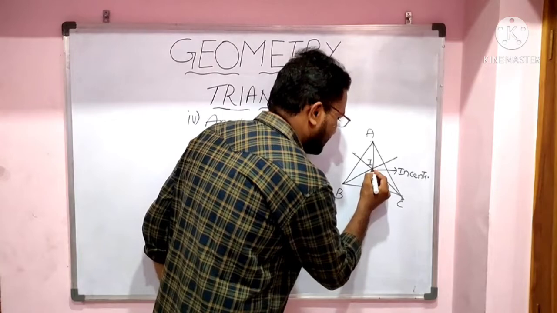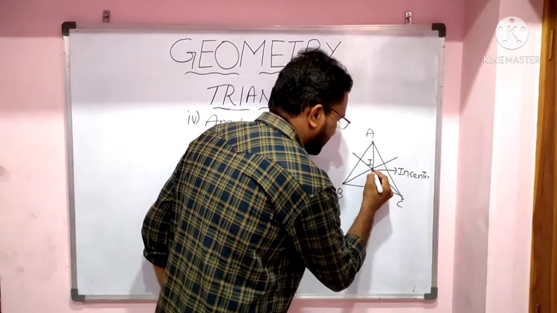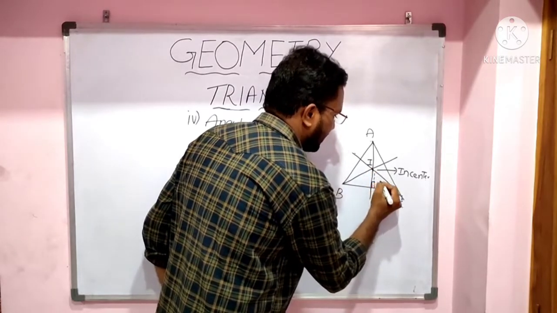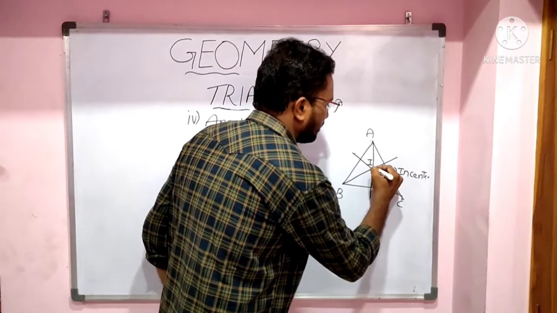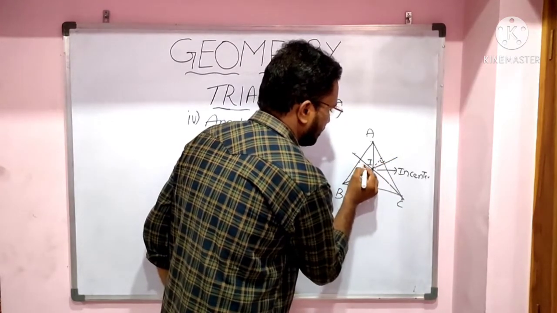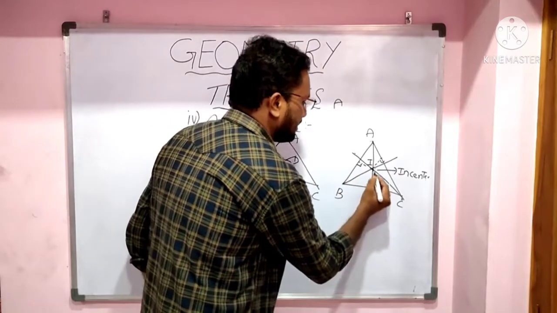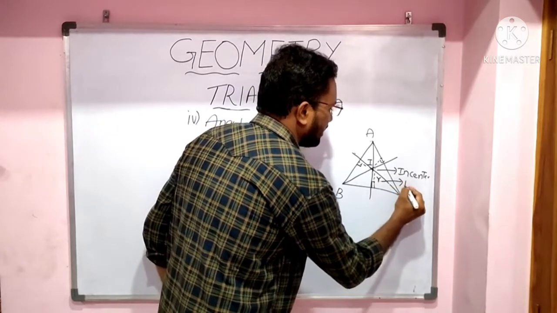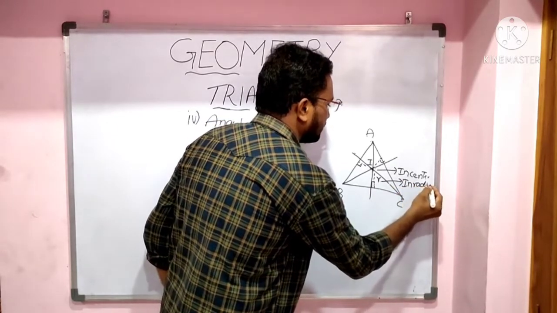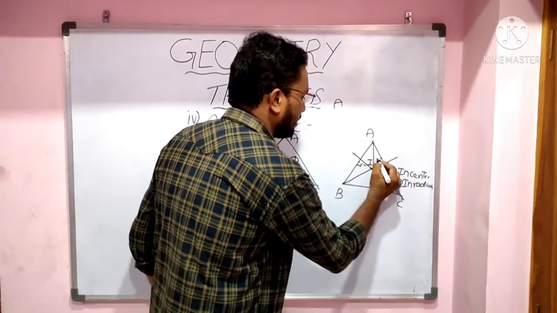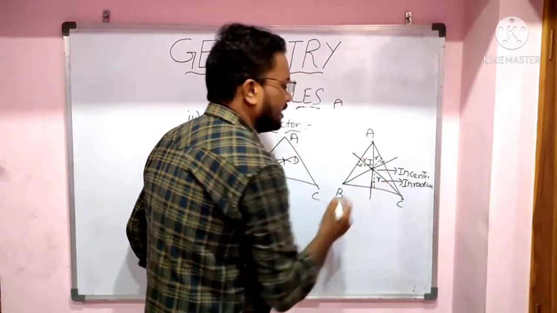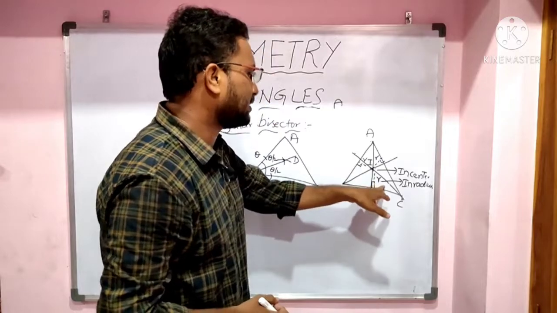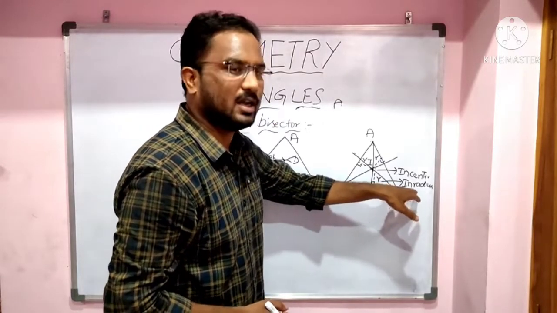Incenter is always equidistant from the sides of the triangle. This one and this one and this one. This distance we will call small r, which is the inradius. This is small r, and this is small r, and this is also equal to small r. This length is called the inradius.